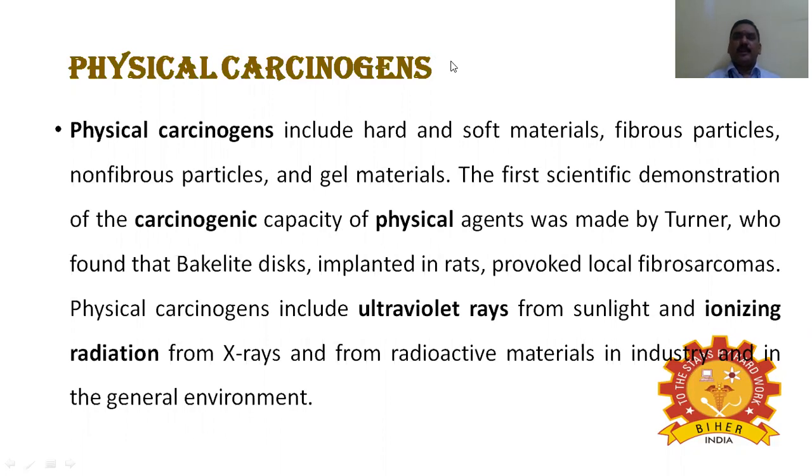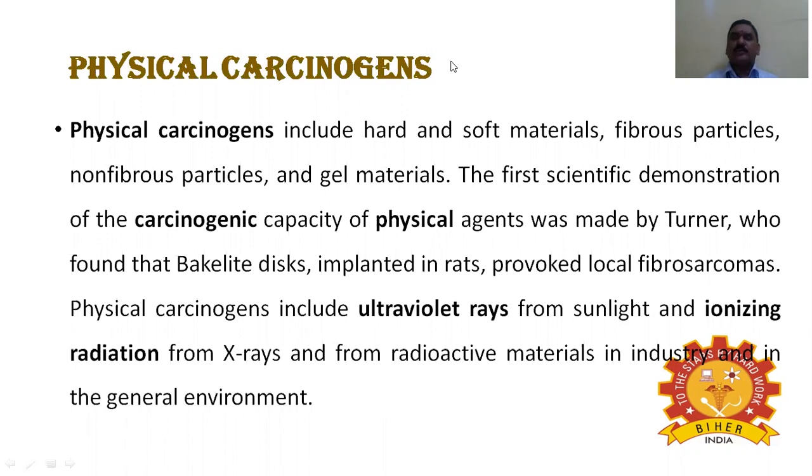Physical carcinogens include soft materials, hard materials, fibrous materials, non-fibrous particles, and gel materials. The first scientific demonstration of the carcinogenic capacity of physical agents was made by Turner, who found that a Bakelite disc implanted in rats provoked local fibrosarcomas.